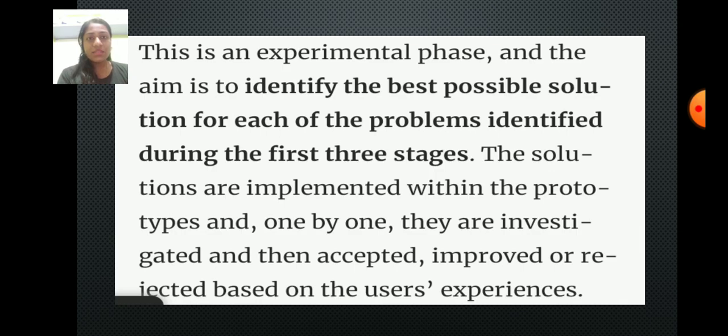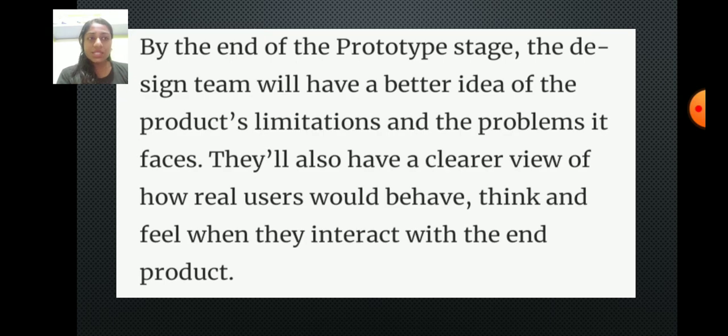This is an experimental phase and the aim is to identify the best possible solution for each of the problems identified during the first three stages. The solutions are implemented within the prototypes, and one by one they are investigated and then accepted, improved, or rejected based on the users' experiences. By the end of the prototype stage, the design team will have a better idea of the product's limitations and the problems it faces. They will also have a clearer view of how real users would behave, think, and feel when they interact with the end product.